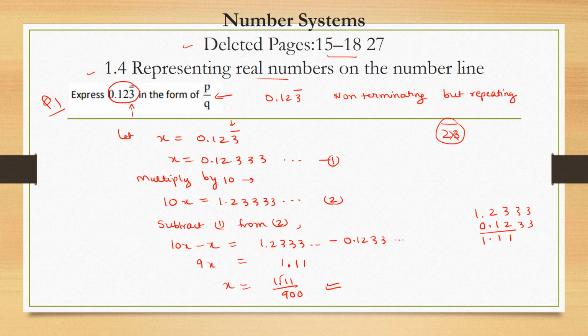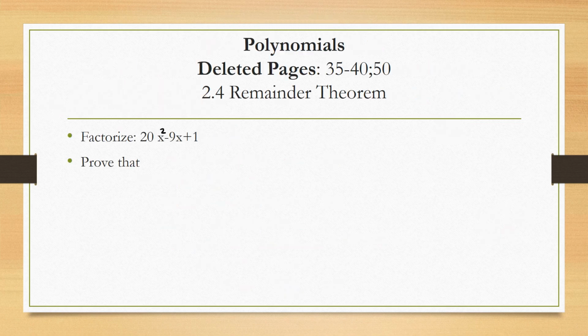Okay, let's move on to the next question. I'm hoping that you've understood it. Now if you take the next chapter, which is polynomials, the remainder theorem is deleted from it.